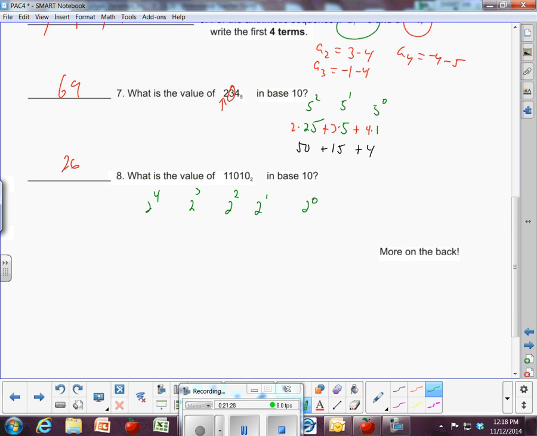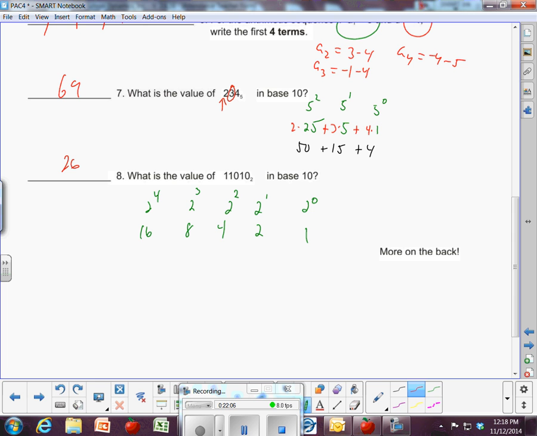Again, you look through. I have 1, 2, 3, 4, 5 digits, so I need 5 powers of 2, 2 to the 0 up through 2 to the 4th. Anything to the 0 power is 1. 2 to the first power is 2. 2 squared is 4. 2 cubed is 4 times 2, which is 8. And 2 to the 4th will be 2 times that 8, or 16. Now I'm ready to put my values in.